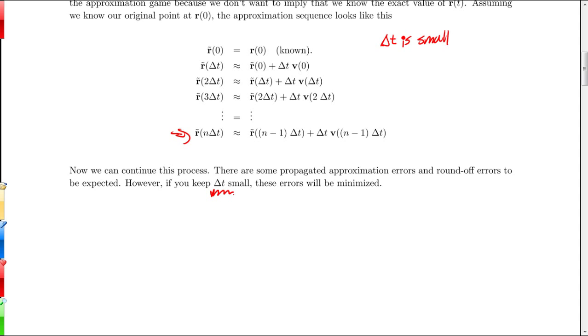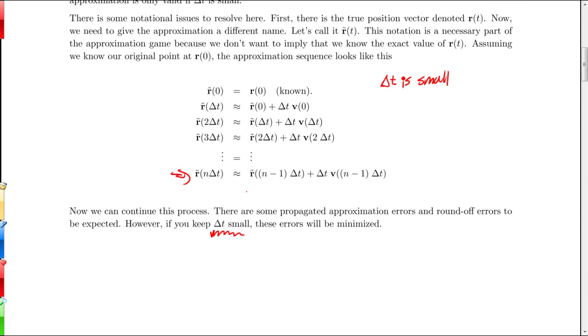You've got to remember to keep delta t small, because this is an approximation, and then you use that approximation and make another approximation. So not only is there some error in, say, this second approximation right here, but there was error in the stuff you put in there in the first place. That's what's called compounding error or propagated error. And so you're going to get some error, but if delta t is small, that error is minimal. And you'll get to see an example of that in a second.